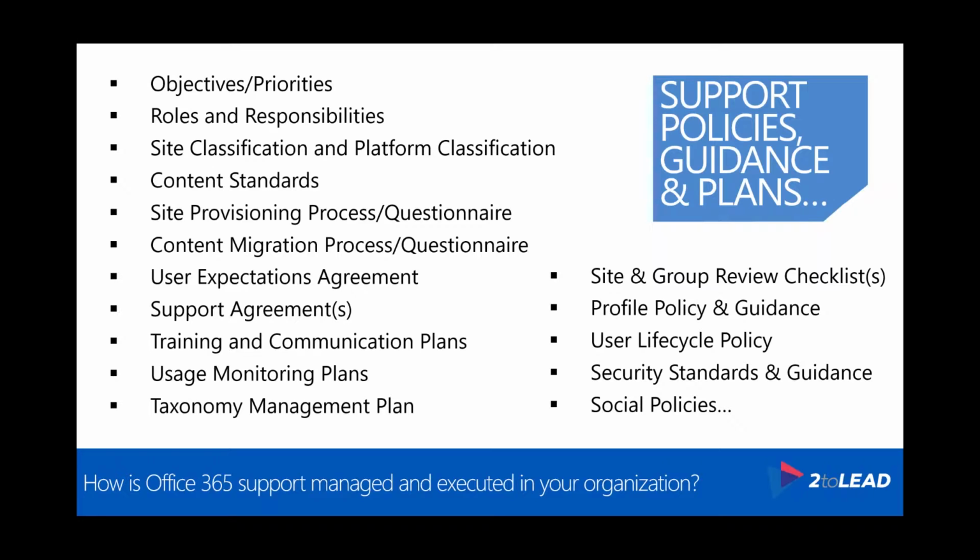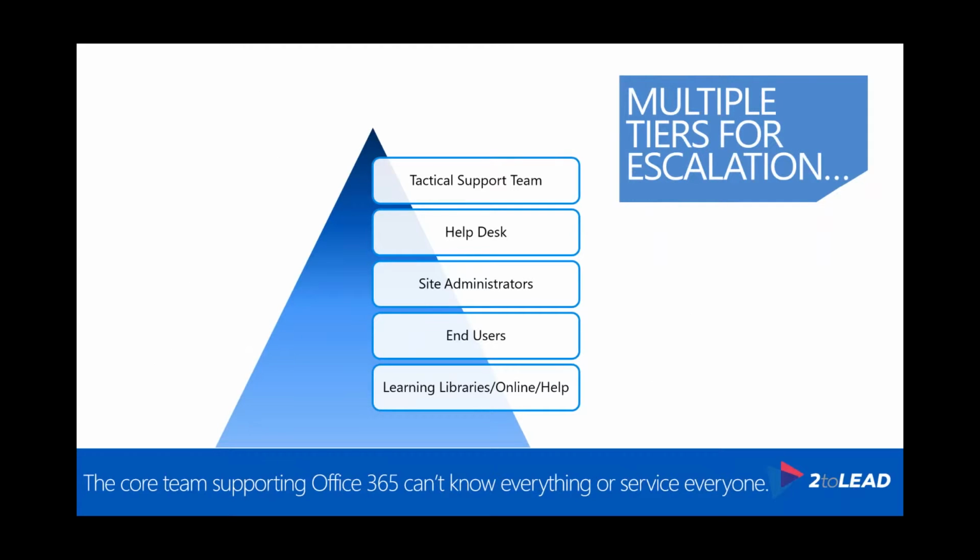But there's a lot of policies and guidance and plans that are sort of missing from organizations. That can be from everything from the transitional efforts, right, content migration processes and questionnaires, to maintenance and management of things like having site and group review checklists, where you review groups and sites and make sure that content that shouldn't be in those environments is not in those environments, especially when we talk about confidentiality levels or things like that.